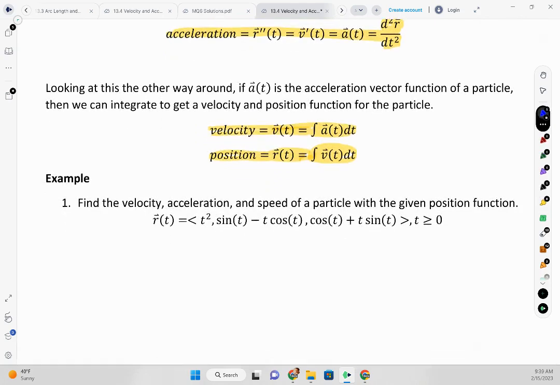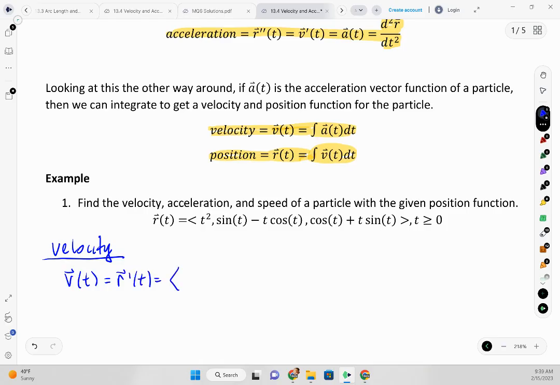Now, in this particular problem, we're asked to find the velocity, acceleration, and speed of a particle with a given position function. And the position function is r of t is equal to a vector with components t squared, sine of t minus t cosine t, and then cosine t plus t sine t. And t is supposed to be positive here because it represents time. So if I want to get the velocity, then I need to find the derivative of the position. And so v of t, the velocity vector, will be r prime of t.